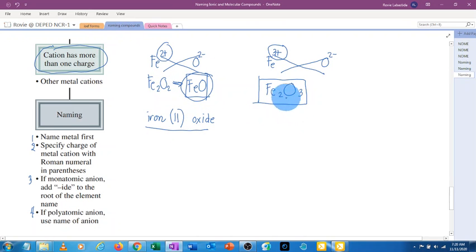Now let's name this other compound. So name the metal first, iron, and specify the charge, which is 3. And then add IDE to the root term. So iron 3 oxide. There you go. Alright. So let me just say that this system of naming where you use Roman numerals to specify the charge of the cation is what we call stock system.